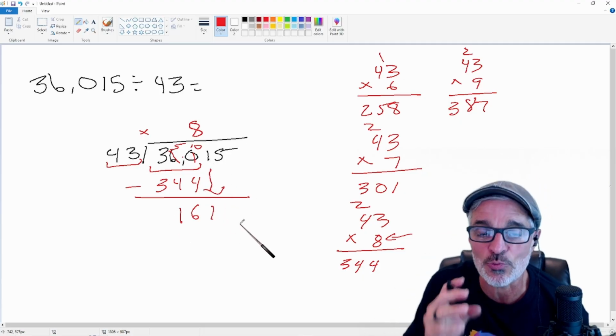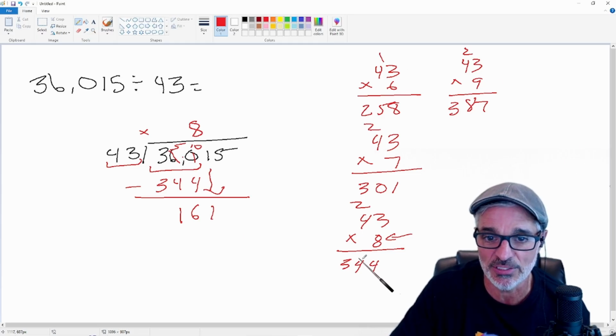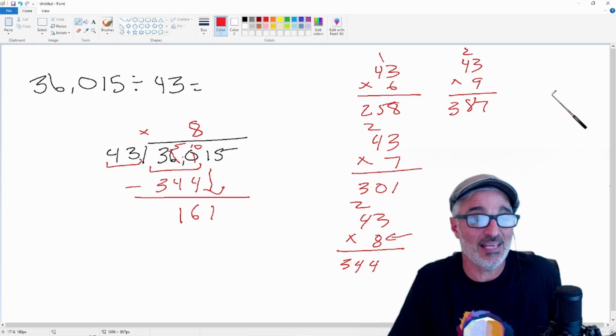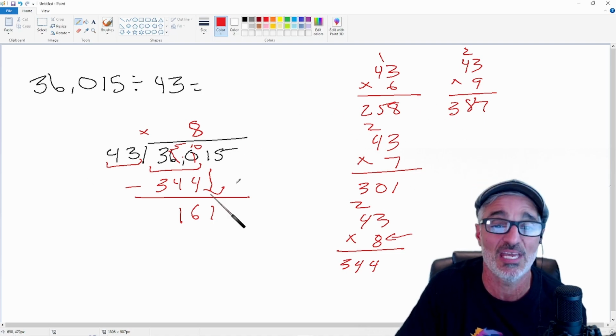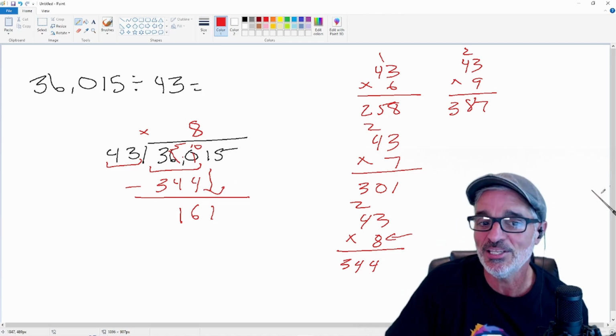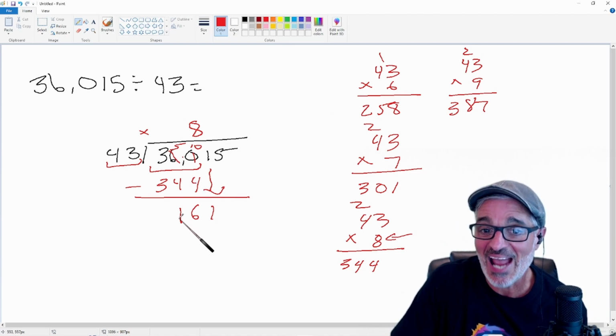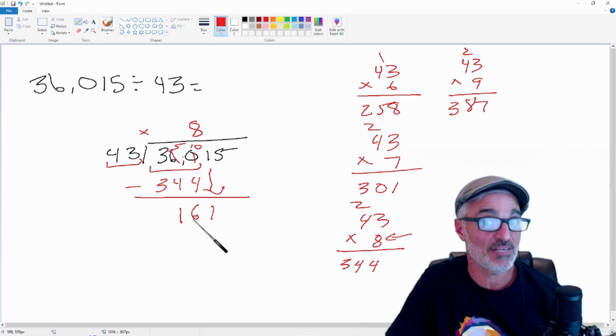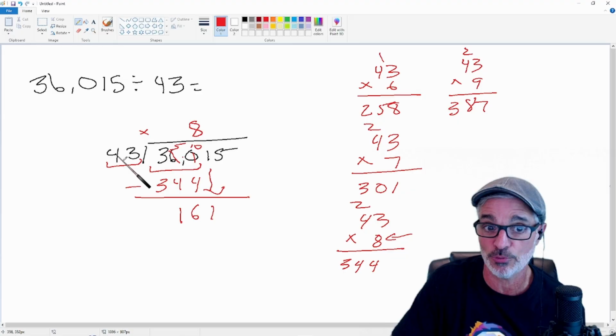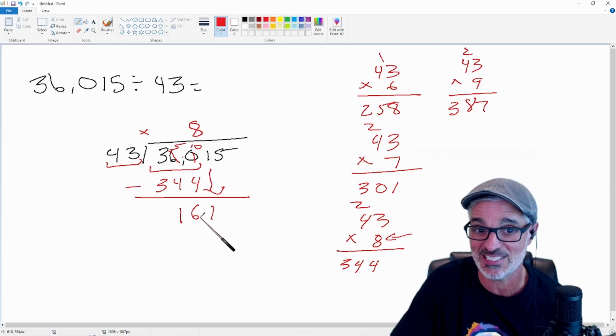Now, look at the great thing about this thing that we did. You may be saying right now, but Mr. S, that's a lot of multiplication, a lot of work to be able to solve this. Yes, but look at where that got us. I now have a 161. And I have to ask myself the same question. What number do I multiply by 43 to get 161?